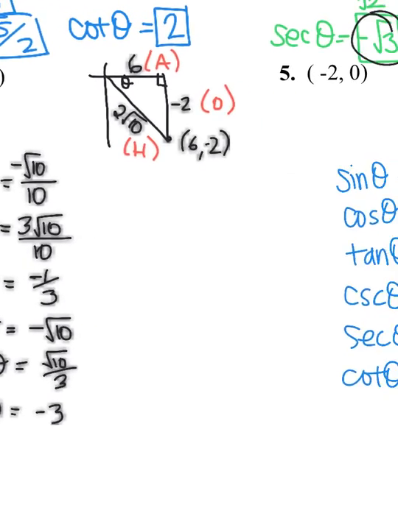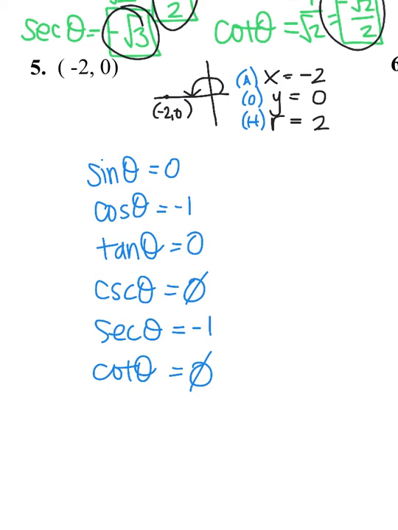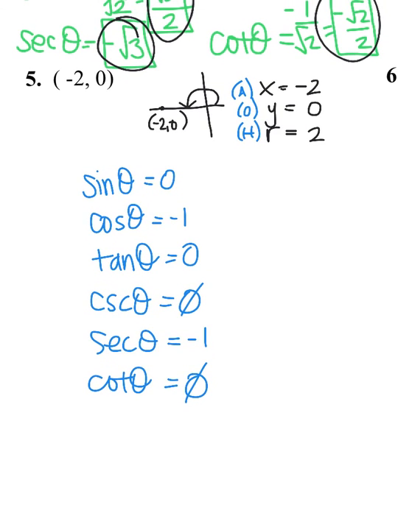All right, number 5 answers. We have sine of theta is 0, cosine of theta is negative 1, tangent of theta is 0. Cosecant of theta is undefined, secant of theta is equal to negative 1, and cotangent of theta is undefined. All right, you can see my setup up there if you're not sure where I got those.